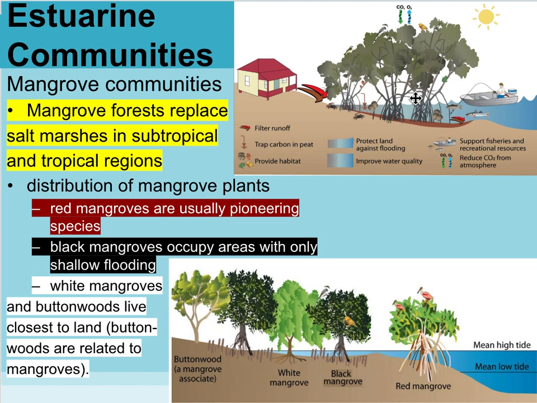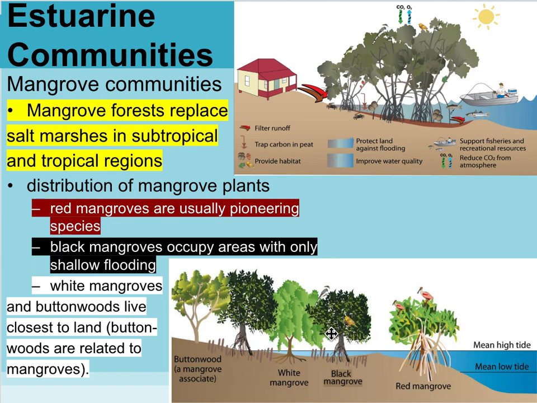And so it really protects the land. So there's different types of mangrove trees. One is called the red mangrove tree, and they live on stilts. They build these root stilts that hold them out of the water. And these tend to be a pioneer species in the area. And then black mangroves will tend to live higher up where there's less water.